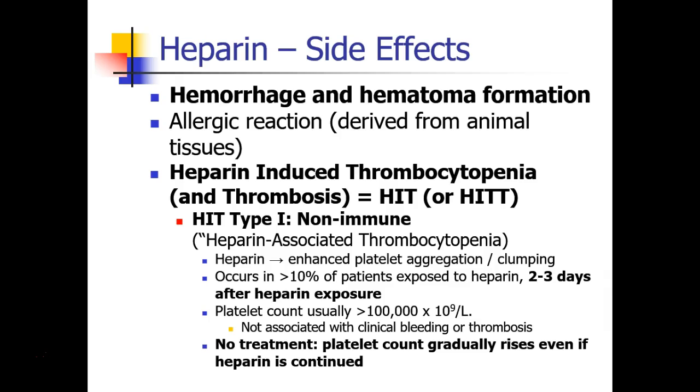While platelet counts will decrease, it usually still remains above 100,000 and doesn't usually lead to clinical bleeding or thrombosis. It's more of something that you'll see on the lab values. Usually there's no treatment for this kind of heparin-induced thrombocytopenia. And often the platelet count will gradually rise again even if you continue giving heparin.